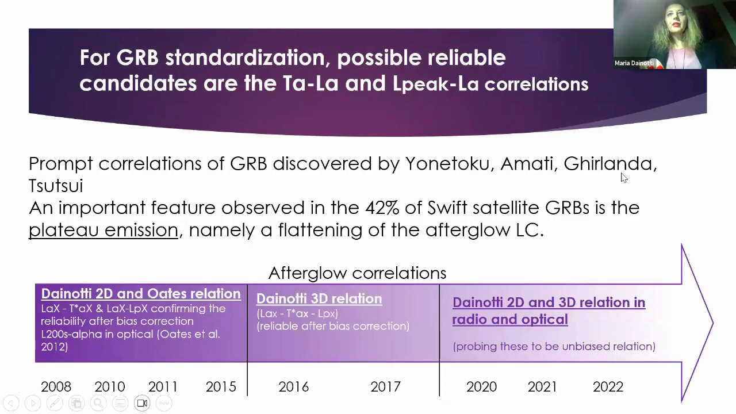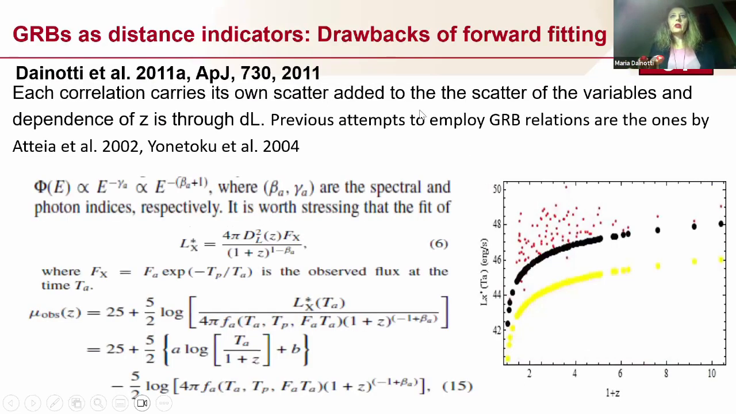And here there is a bunch of relationships that have been discovered in the prompt emission, and here is the timeline of the relation that I just mentioned. This is the two-dimensional relation done in X-ray and some extension in optical, and then the three-dimensional relation. This is the relation that I've been using for the result that I showed. It is after selection biases have been corrected. So to these two parameters we have added the peak prompt luminosity, and here we have this 2D and 3D relation.